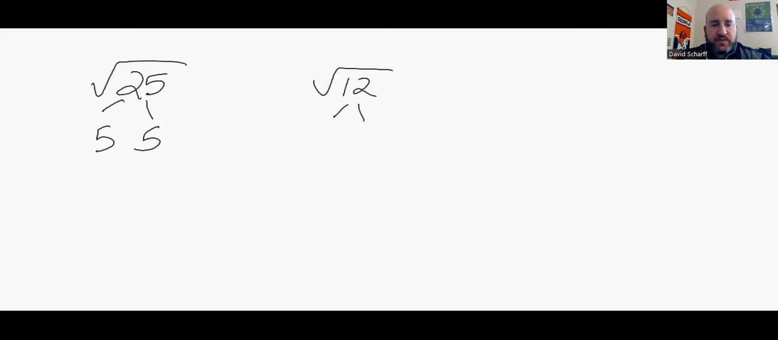So I'm going to do 2 and 6, and then 2 and 3 is how we break down 6. So I've broken everything down. 12 to 2 and 6, 6 to 2 and 3, can't break down anything else.